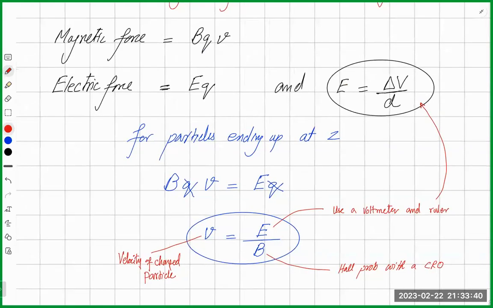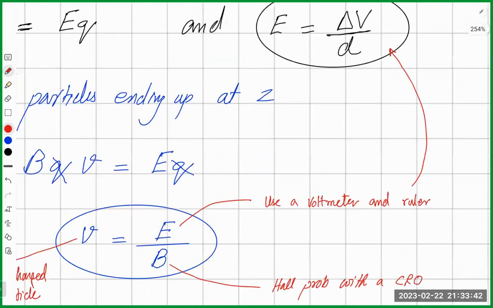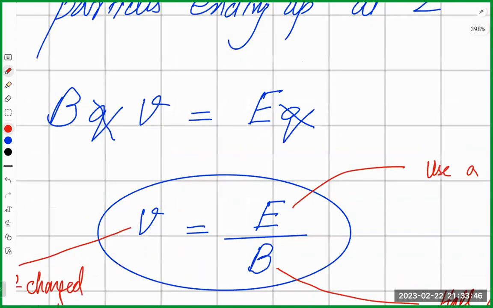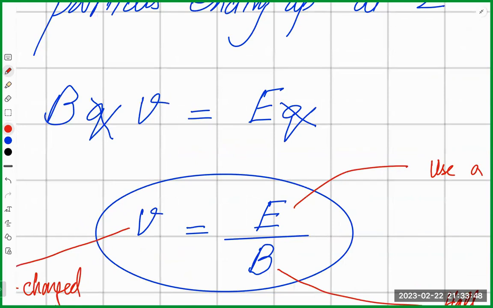I have to repeat because this part might not be recorded. So we have reduced the formula to speed equals electric field strength divided by magnetic flux density. Electric field strength divided by magnetic flux density.